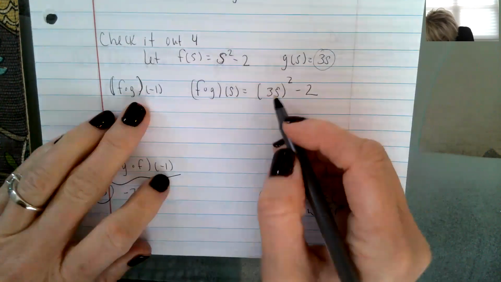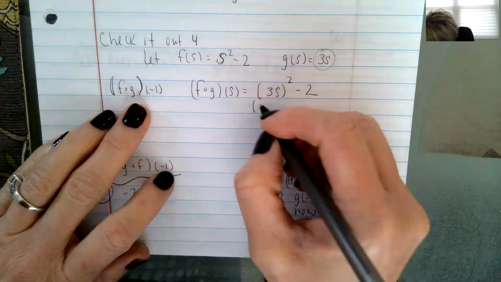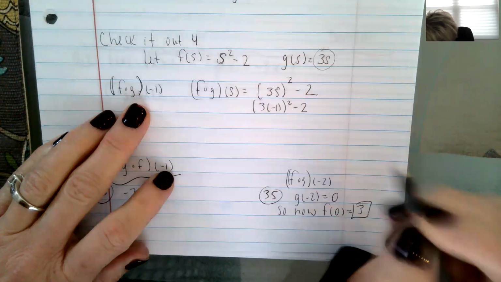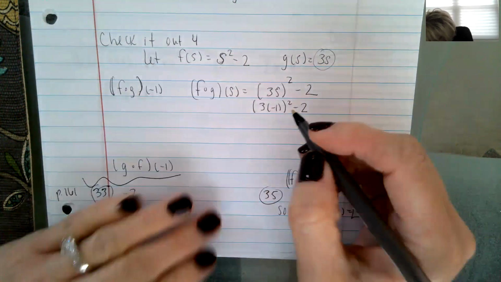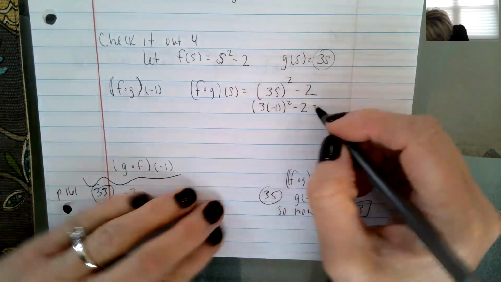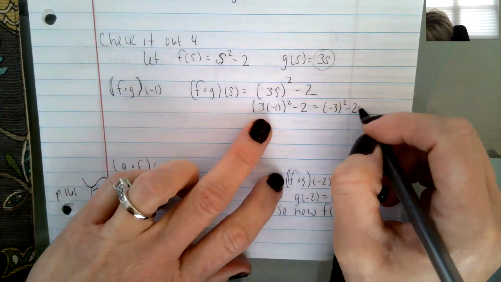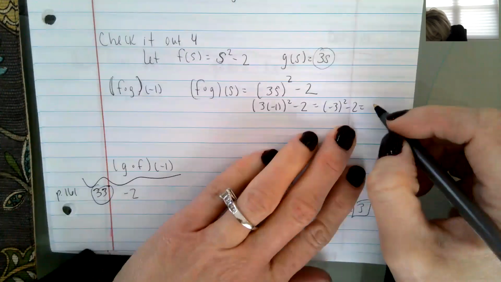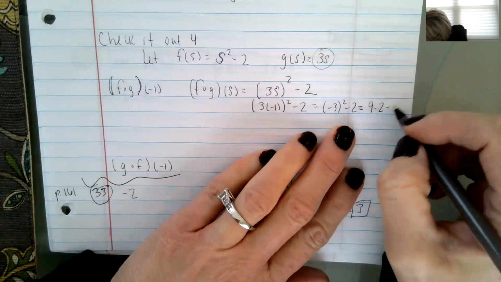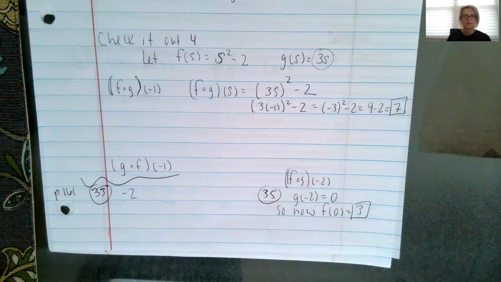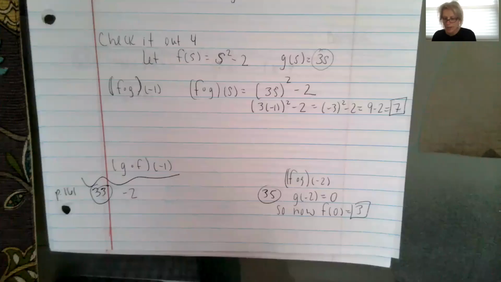So that means now we're going to evaluate that at a negative 1. So 3 times a negative 1 squared minus 2. And so that becomes a negative 3 squared minus 2, which is 9 minus 2 is 7. That's f composed with g.